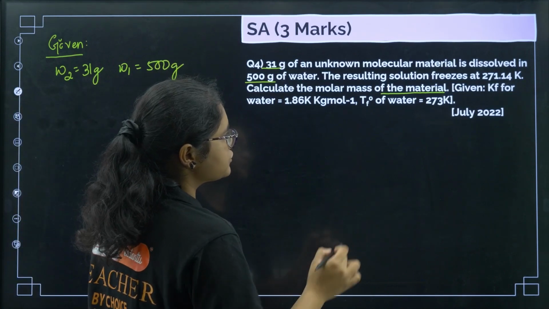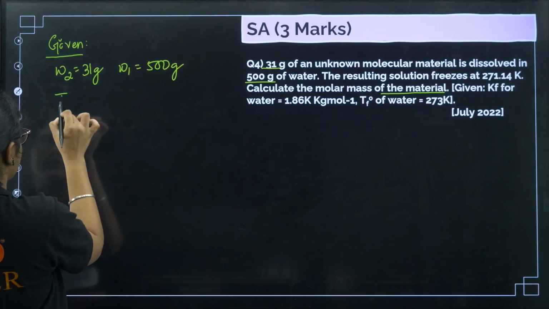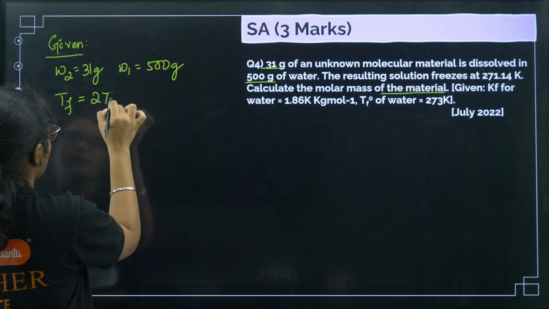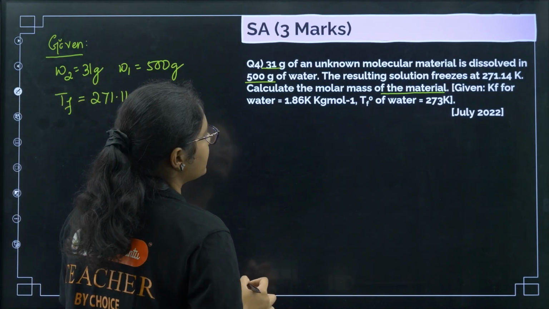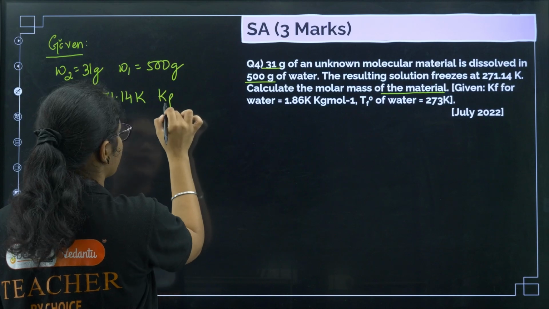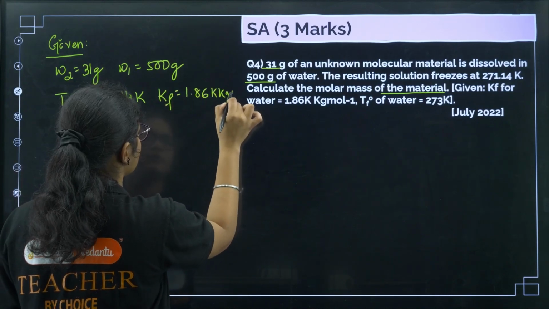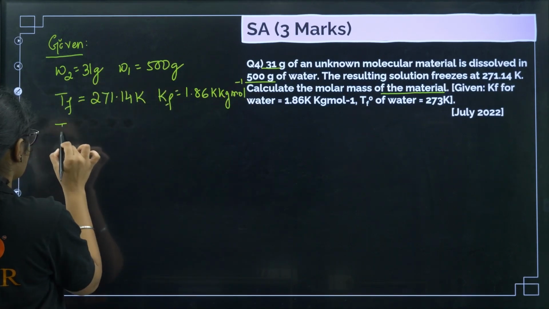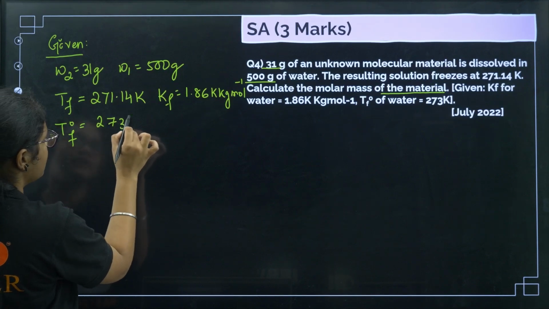The resulting solution freezes at 271.14 Kelvin. So what is this one? TF is 271.14 Kelvin. Then you have the KF value. KF value is 1.86 Kelvin kilogram mole inverse. Next we have T0F. T0F for pure water is 273 Kelvin.